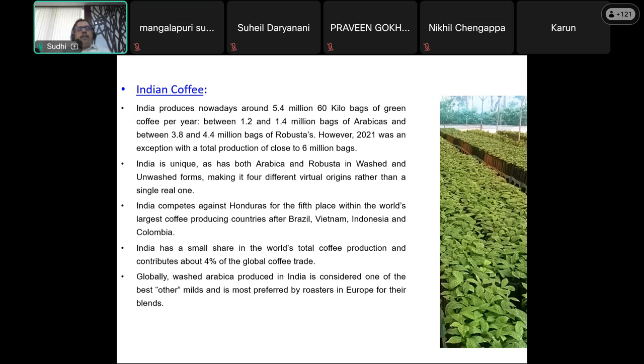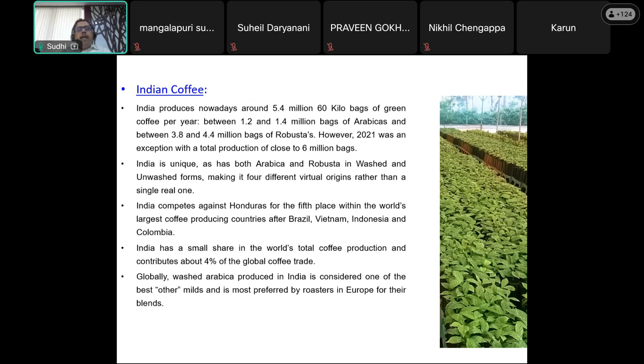So as such, Indian origin is unique. India is one of the few countries where both Arabica and Robusta are produced. And again, in India, we wash both Arabica and Robusta. This makes 4 different virtual origins rather than one single real one. So it will be either Arabica origins or Robusta origins, but India is special about having all the types of coffee.